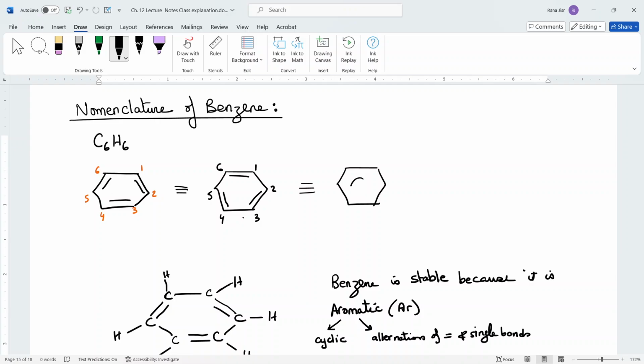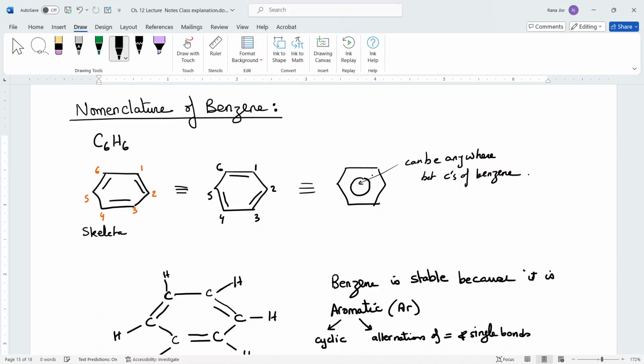And to do this, we just draw a circle in the middle, showing that the double bond can be anywhere along the carbons of the cycle. So that double bond can be anywhere between the carbons of the benzene. Whatever I just drew over here is the skeletal structure of the benzene.